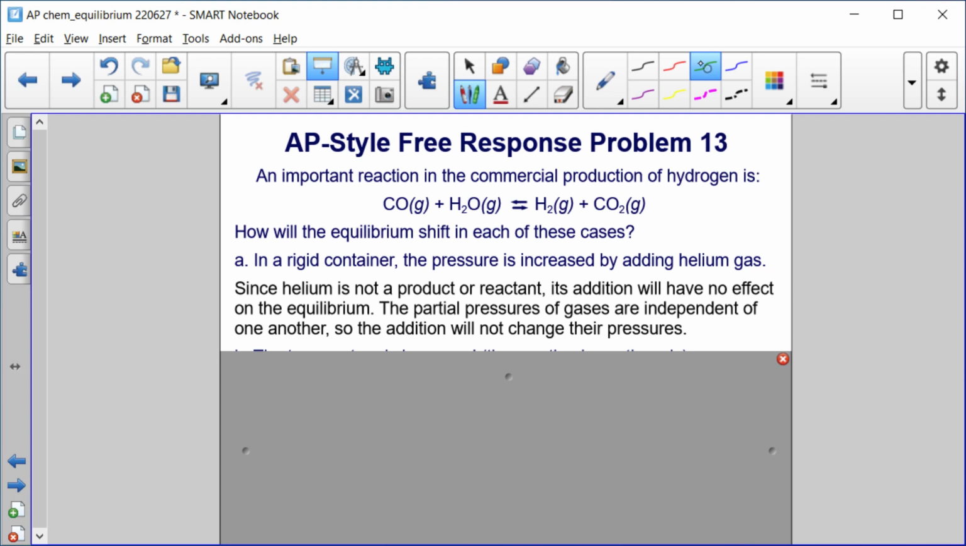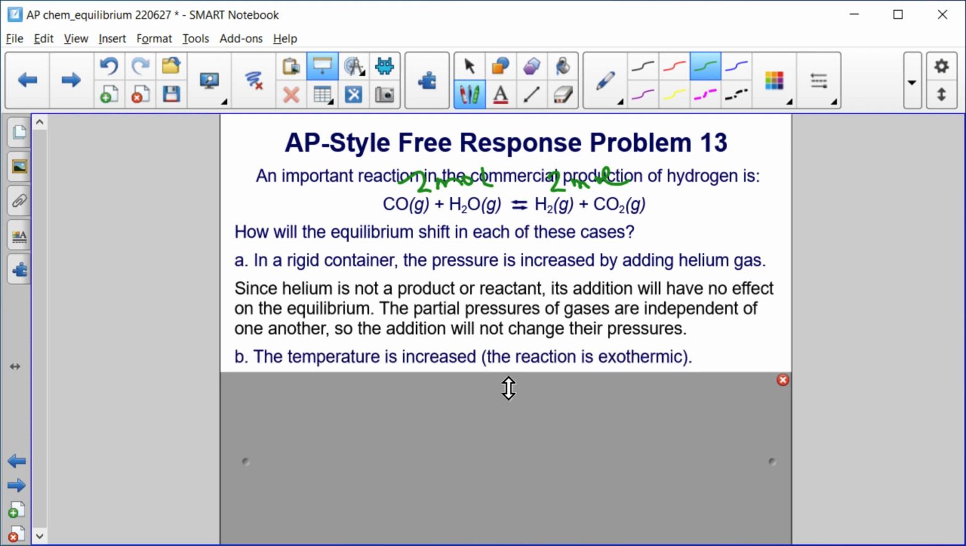Additionally, which we're going to look at in a different part here, we have 2 moles of reactants and 2 moles of products. So even if it were to have some impact, the number of moles are equal. So a change in pressure doesn't affect or impact the equilibrium.